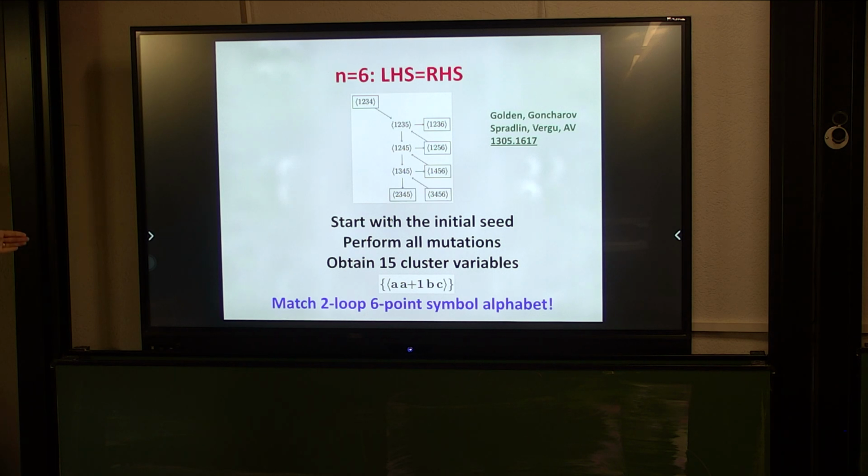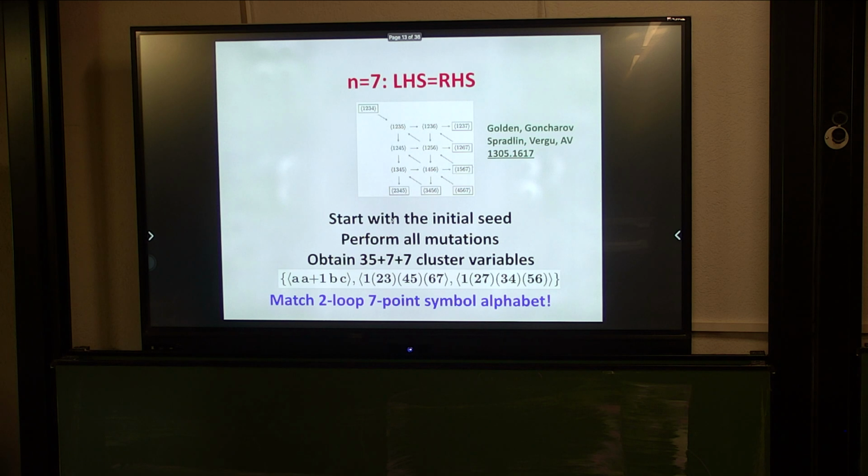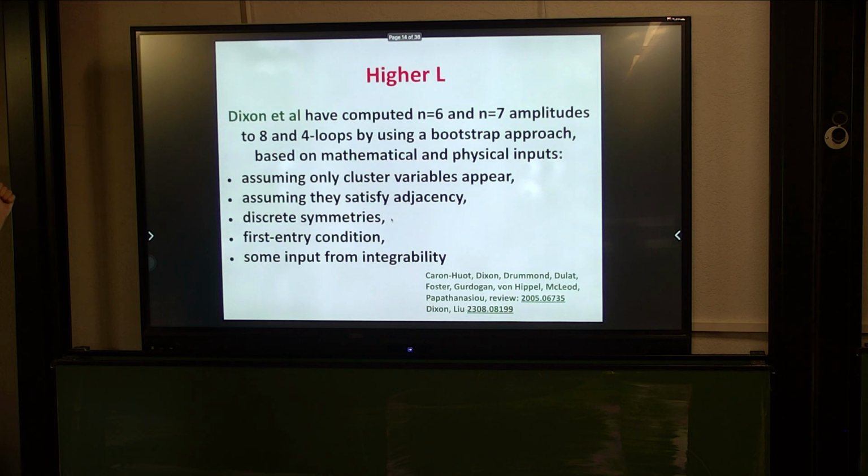To do this, you start with the quiver for Gr(4,6). You start with the initial seed, do mutations, get your cluster variables, and that's exactly the 6-point alphabet. And you do the same for 7. That's the initial seed. You do the mutations, and then you get your cluster variables, and you exactly get the match.